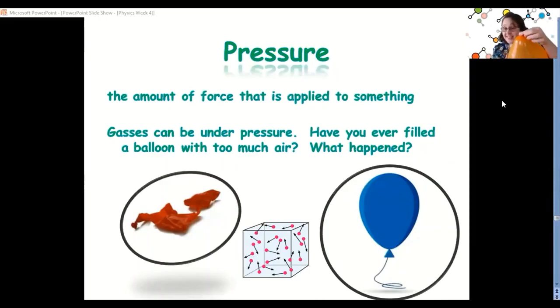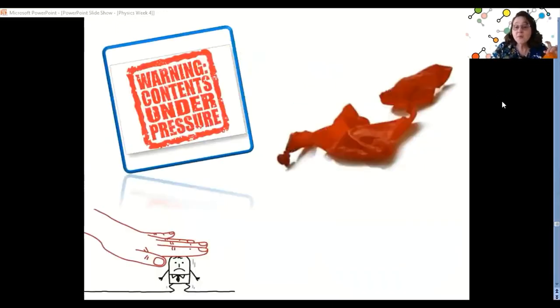If I didn't have it tied and I blew it up and I let go, you would know what would happen. That balloon would just go zipping everywhere because that gas escapes very, very quickly. Okay, so you know that those gases like to move very, very fast. Now, if you poke a balloon, if you put too much pressure on it, it's eventually going to pop. Okay, and you've probably done that before.